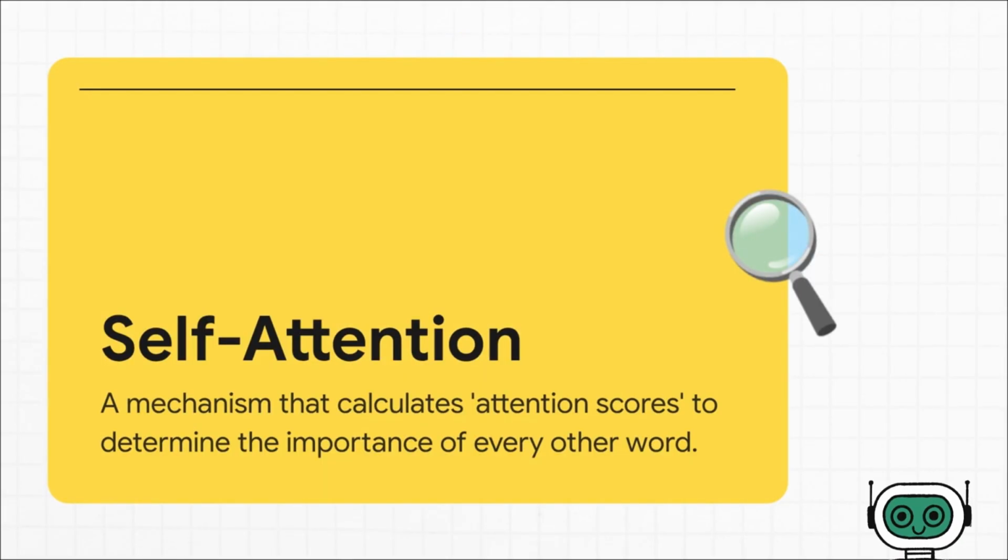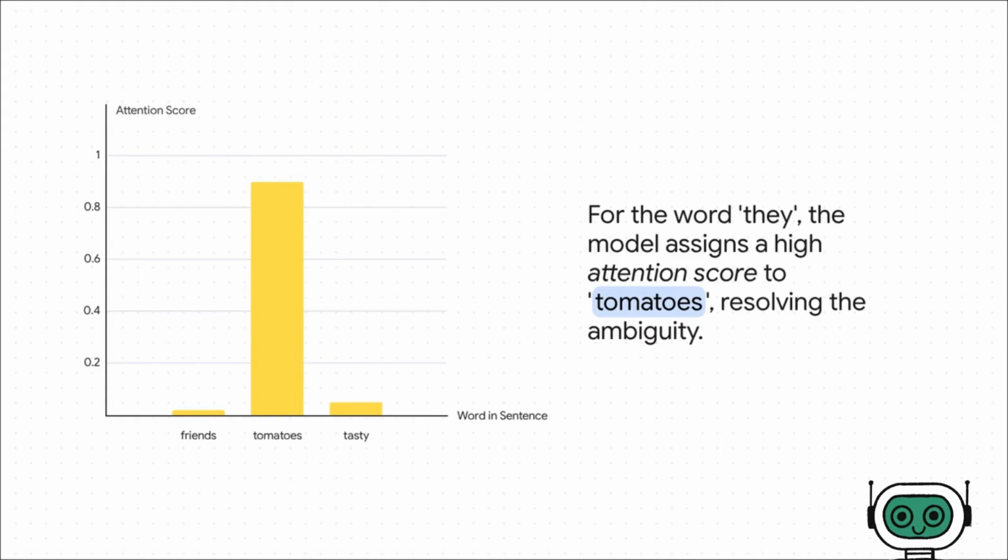And the solution is a brilliant mechanism called self-attention. What it does is, for every single word, it looks at all the other words in the sentence and asks a simple question. How important are you to me? It then calculates these attention scores to measure that importance. And here's what that looks like in practice. When the model gets to the word they, the self-attention mechanism lights up for the word tomatoes, giving it a super high score. It figured it out. They refers to the tomatoes. And that's how it cuts through the ambiguity.